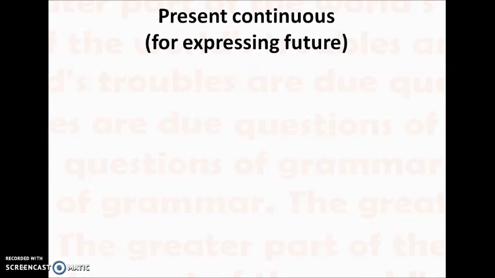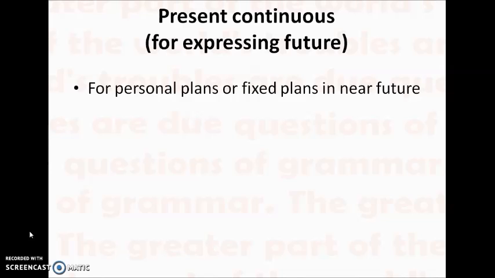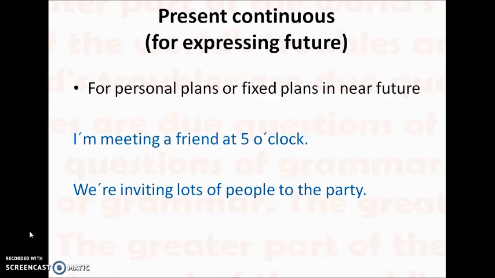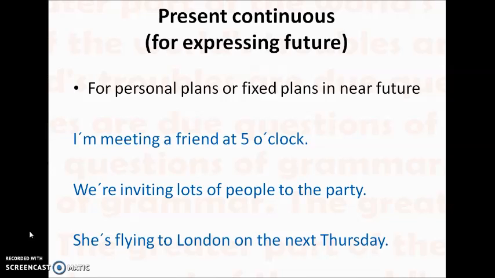We can also express certain things in the future using the present continuous form, which we already know from expressing the present. The form is the same as in the present, to be plus verb plus ing, and we use it to talk about personal plans or fixed plans in a near future. For example, I'm meeting a friend at 5 o'clock. We're inviting lots of people to the party. She's flying to London on the next Thursday.